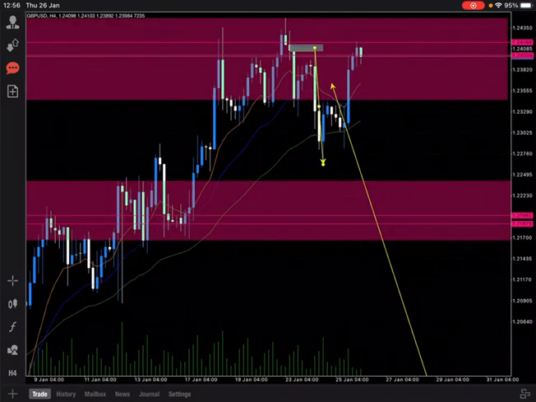Alright, now we go to GU. Actually, I'm picking USD pairs because there will be a USD news, a high impact news on USD pairs in the evening during the US session.